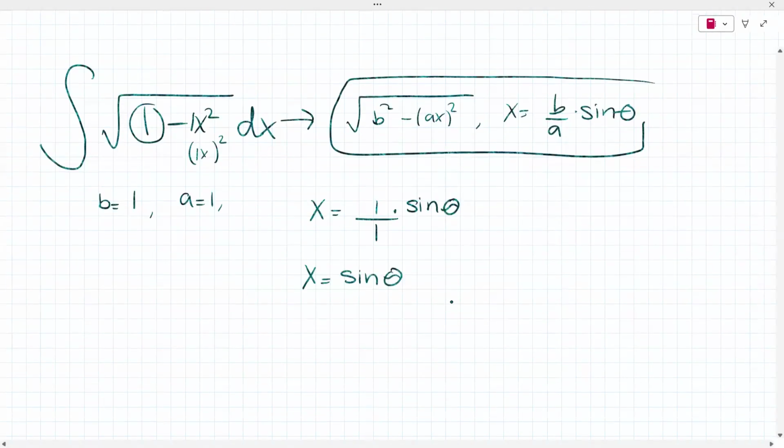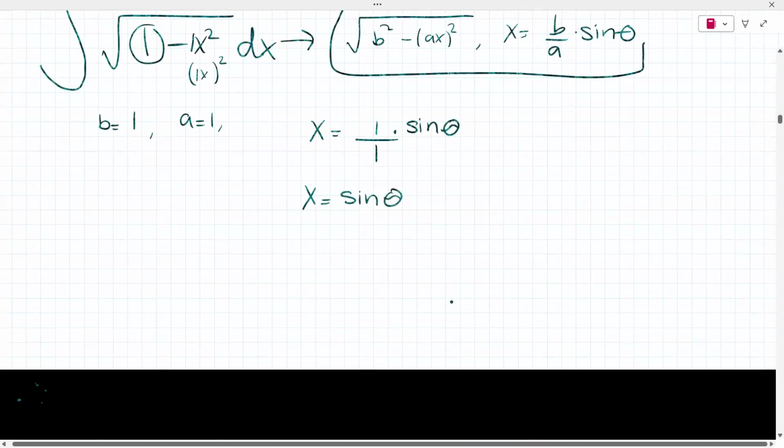Then what you're going to do is draw your triangle. Yes, we do have a triangle.